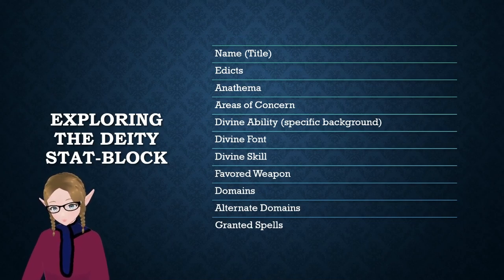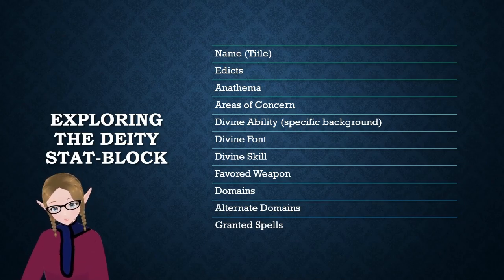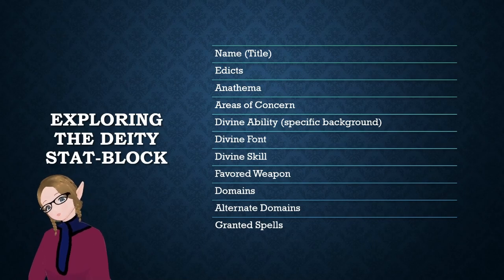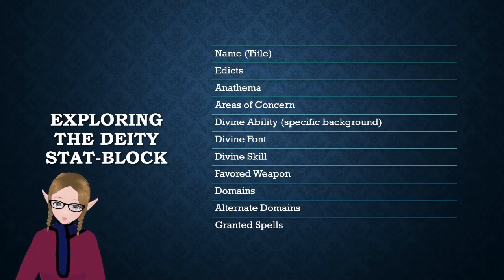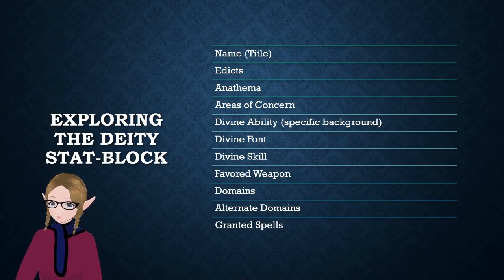The next important thing to cover is areas of concern. So this is what areas the deity cares about. So for Poseidon, you would put, say, the ocean. This can reflect what different areas a deity's followers also care about, or when in polytheism this deity should be worshipped. Afterwards is the divine ability. This only applies for a certain background, which derives their ability from the deity, so you can mostly choose whatever you feel fits. The one after this is divine font.